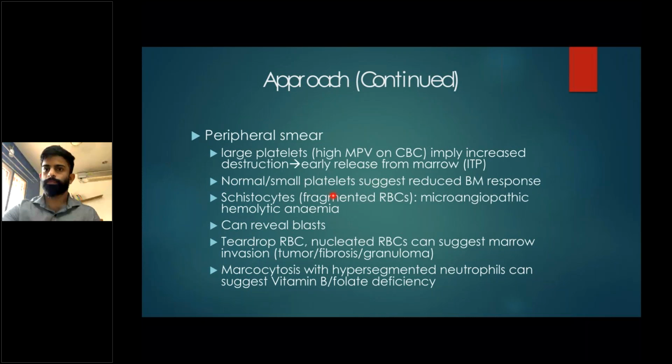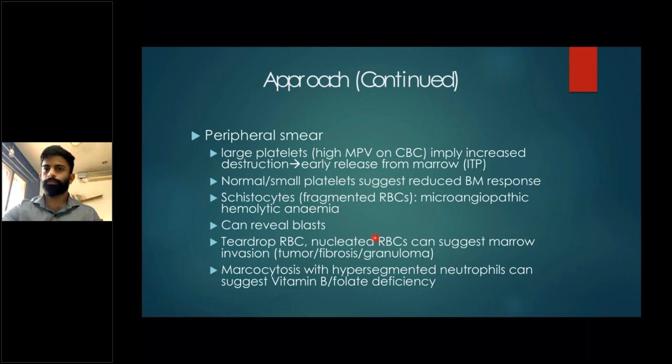So normal small platelets suggest reduced bone marrow response. Schistocytes or fragmented RBCs suggest microangiopathic hemolytic anemia. And even the peripheral smear can reveal blasts, so you have to have a suspicion of leukemia there. Teardrop RBCs and nucleated RBCs can suggest bone marrow invasion, so tumor, fibrosis, granuloma.